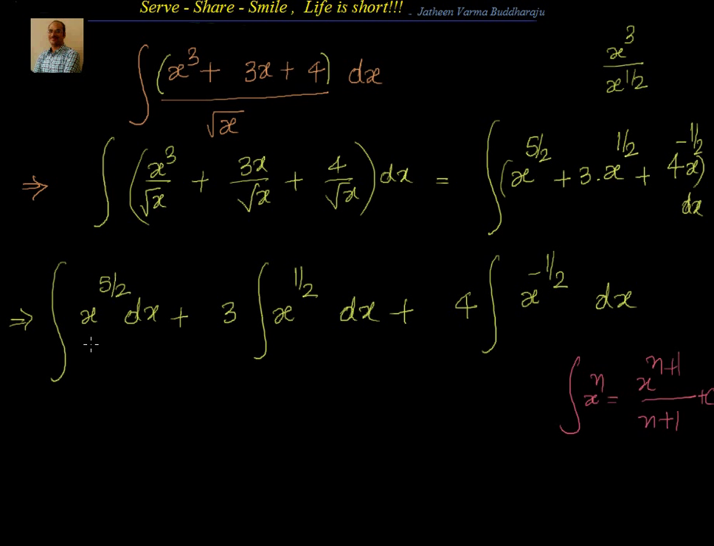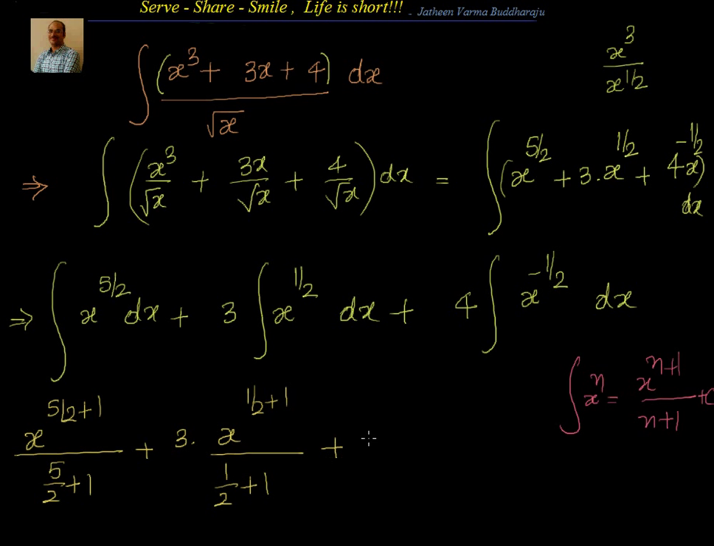We have x to the power of 5 by 2, so n equals 5 by 2. So can I write down x to the power of 5 by 2 plus 1 divided by 5 by 2 plus 1, plus 3 into x to the power of, same logic, 1 by 2 plus 1 divided by 1 by 2 plus 1, plus 4 into x to the power of minus 1 by 2 plus 1 divided by minus 1 by 2 plus 1.